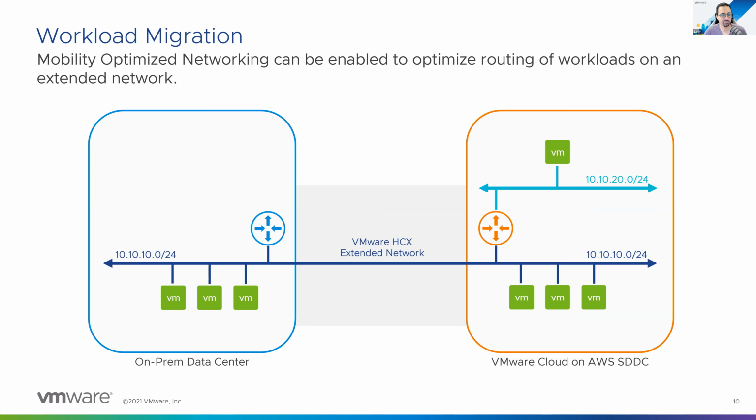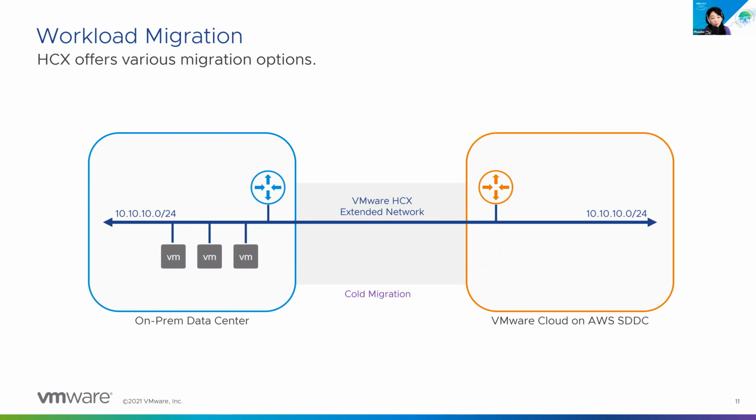Cool. All right, so we'll quickly go over the migration types that HCX offers. The first one to start is cold migration, which means you are migrating powered off virtual machines from the on-premises environment to the VMware Cloud on AWS SDDC. This will be for your non-critical workloads, maybe test dev workloads, anything you don't have a very high availability requirement for. So this will be one type.